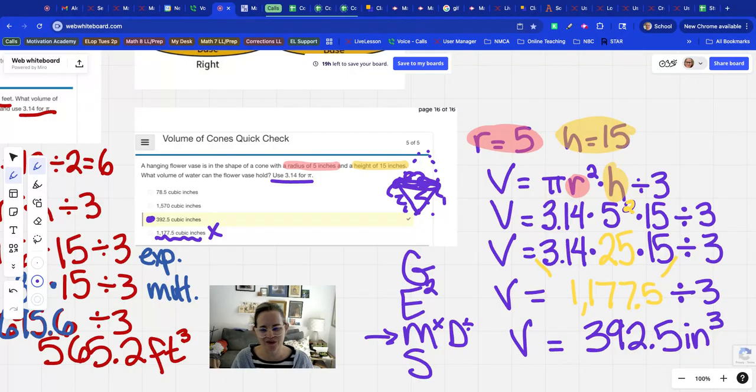So write your formula down so you don't forget any steps. And that's it for today.